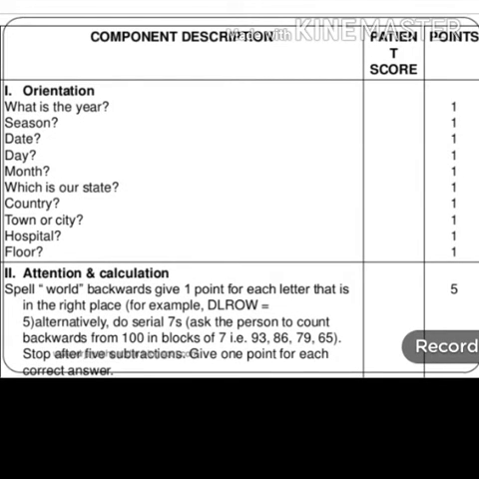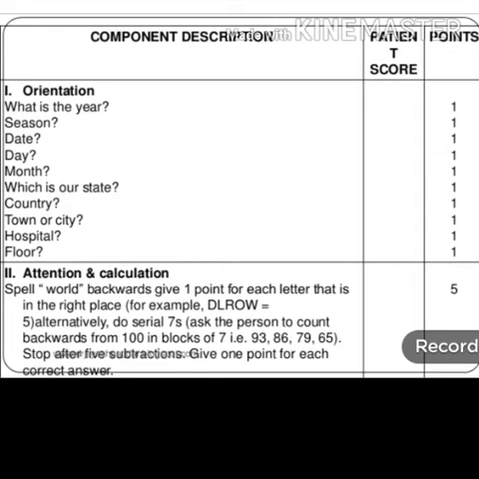Attention and calculation. Ask the patient to begin with 100 and count backward by 7s. Stop after 5 subtractions. If the client says 93, 86, 79, 72, 65, this is the right answer, so you can award 5 marks. Sometimes clients may miss some numbers or say them wrongly, then we can cut marks.